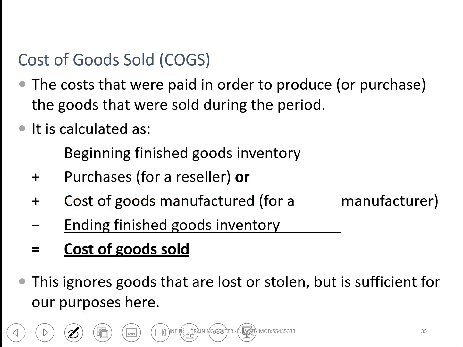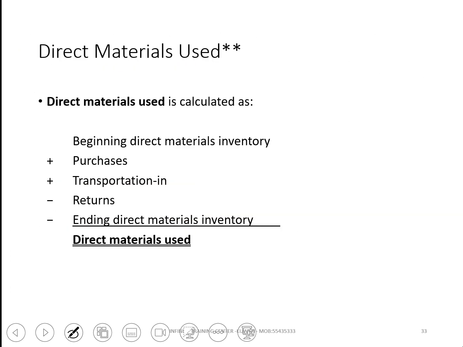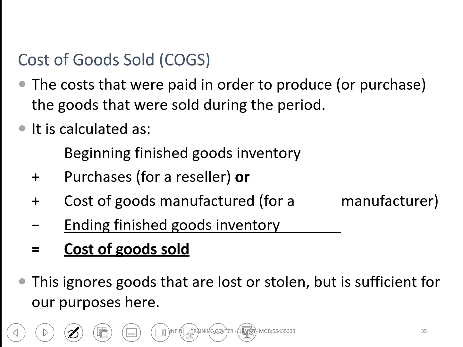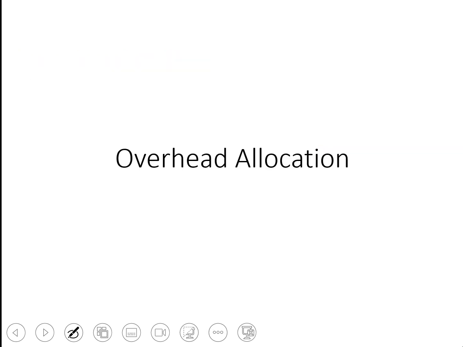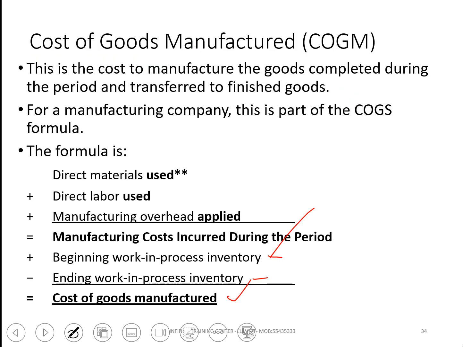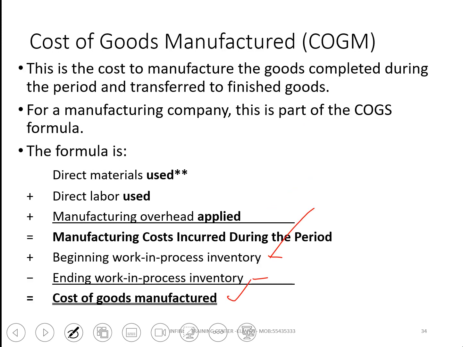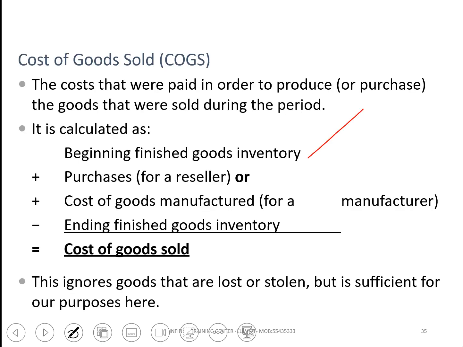So here, to answer your questions, you have to remember one thing: everywhere we are adding beginning direct material, and work in process we are adding, and also you can say beginning finished goods. So all the beginning inventory we are adding and all the ending inventory we are reducing, we are deducting. You can see the first ending inventory reduced, here also ending inventory reduced, here also ending inventory reduced. So keep this in your mind.